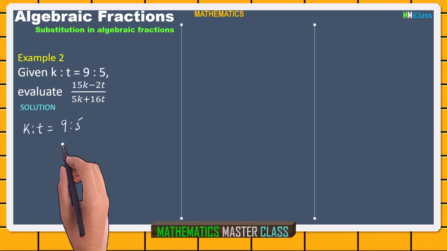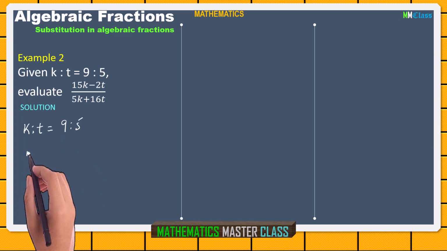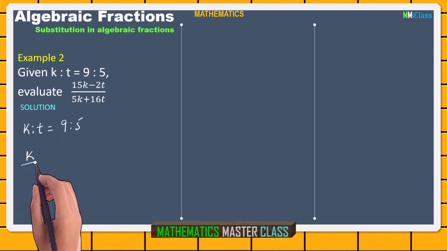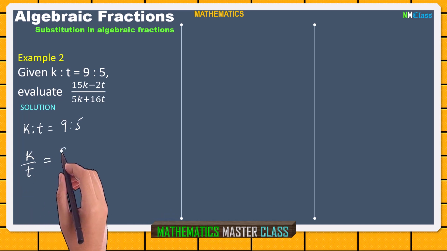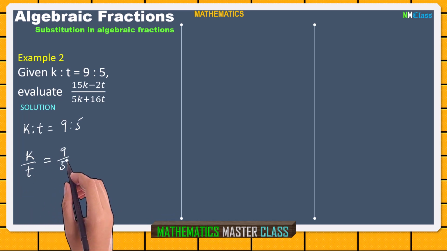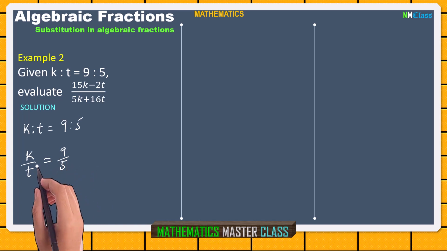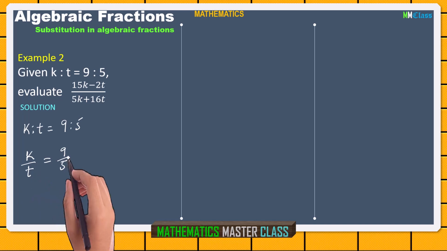So what you do, you write k ratio t as k over t, and that will be equal to 9 over 5. You make the equation look like this, and then you substitute for k over t. Wherever you see k over t, you substitute 9 over 5.